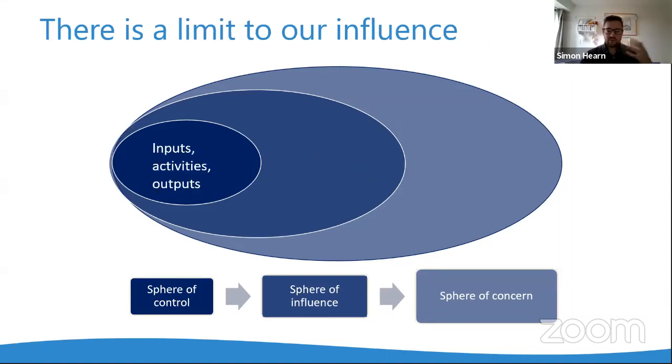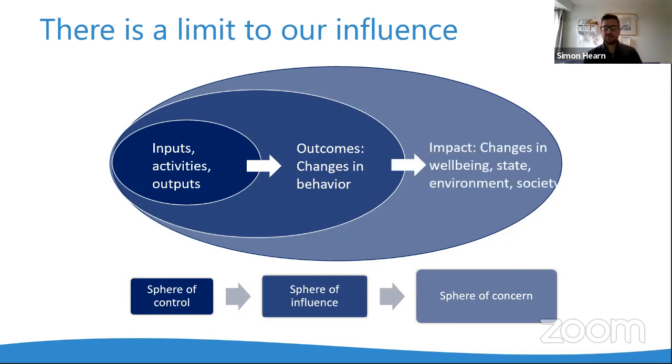Mapping back onto this results chain, this log frame thinking, our inputs, activities, and outputs are part of our sphere of control. The outcomes are in our sphere of influence. This is how outcome mapping sees the world. And here, outcomes are all about changes in behavior. And then in our sphere of concern, we have impact, which is the thing that drives us: the changes in well-being of people and populations, changes in state, changes in environment, changes in society.